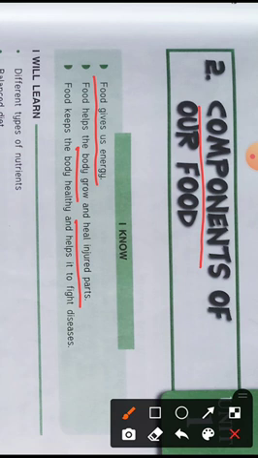Now, food keeps the body healthy and helps it to fight diseases. So it has one more work: it keeps your body fit, keeps it healthy, and it also fights diseases. Nowadays, many media are telling us that we should eat proper food in order to maintain our immunity. That immunity will come from the food that you eat, and the right amount of food is necessary.